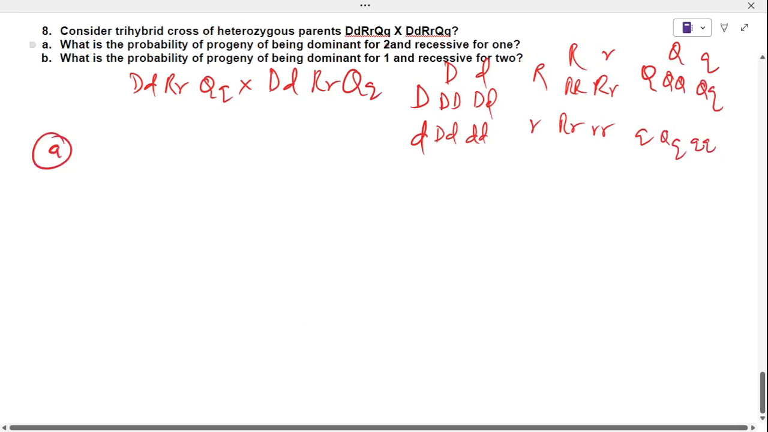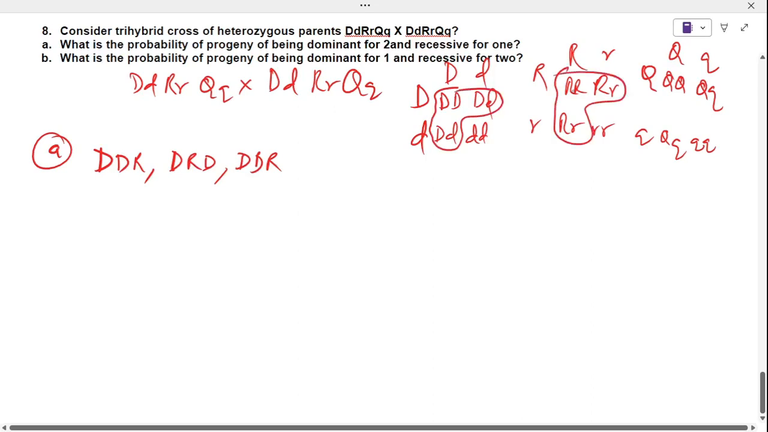Being dominant for 2 means dominant, dominant, recessive, and the order is not specifically given here. That means dominant followed by recessive is not specified. Because of that, dominant, recessive, dominant also has probability, or recessive, dominant, dominant also has probability. Here all of them are heterozygous, right? Because of that, dominant trait will be 3, it may be homozygous or heterozygous. Dominant will be 3 and recessive will be 1, and the dominant phenotypic ratio will be 3 by 4, and recessive will be 1 by 4.